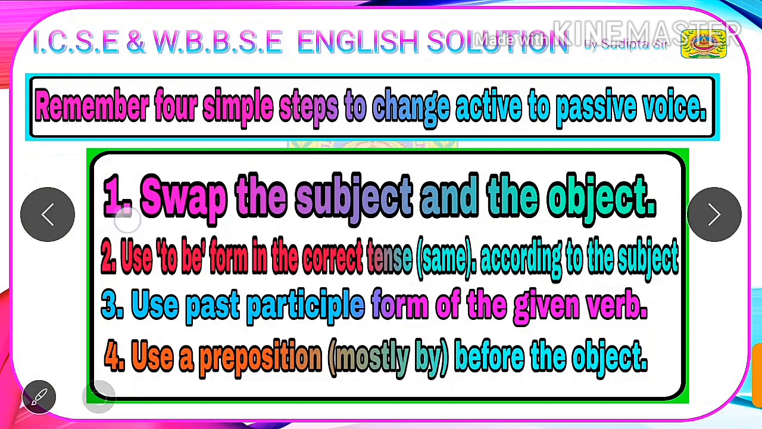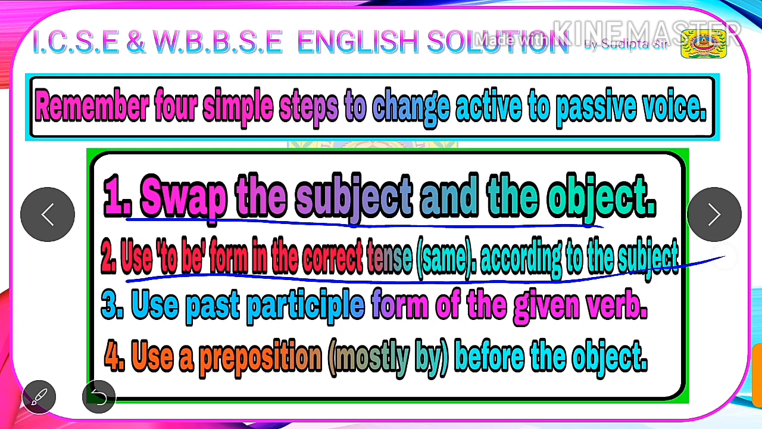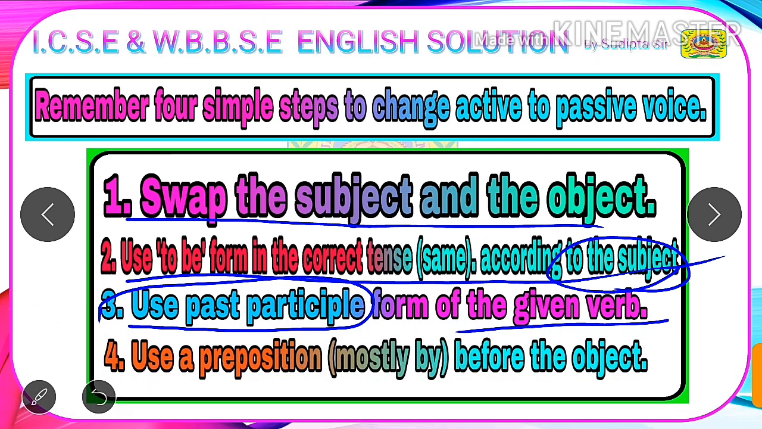So our steps are: first to swap subject and object. Next step is to use the to be form of the correct tense given in the active voice, but we have to choose it according to the new subject. Our next step, that is the third step, is to use the past participle, that is the V3 form of the given verb. And the last step is to use a preposition. We mostly use by, which we have to use before the object.